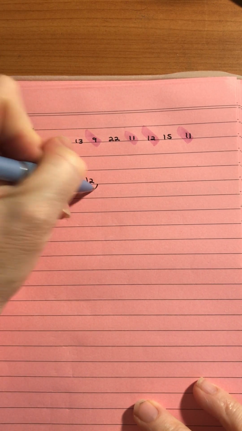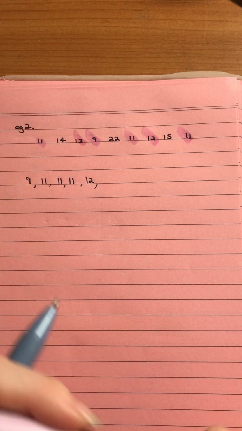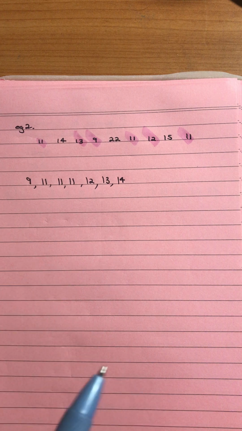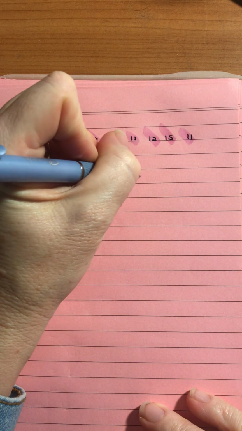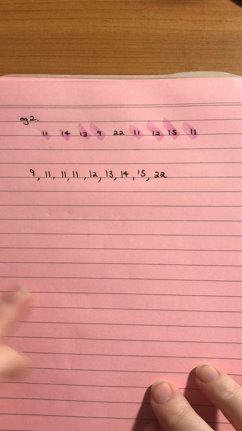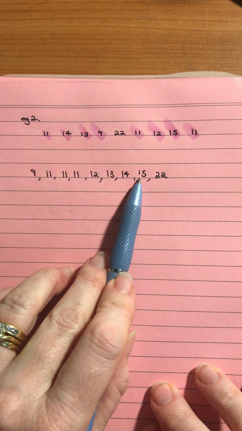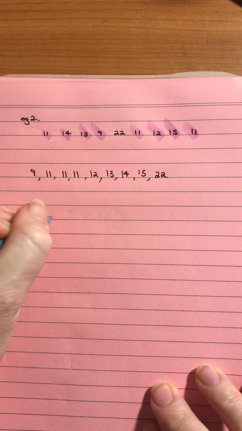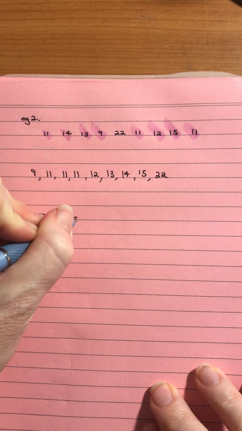Then I have a 12. Then I've got a 13. Then I've got a 14 and a 15, and then a 22. So right from the go, I can see I've got 9, 11, 12, 13, 14, 15, and then I jump up to 22. So I might say 22 appears to be an outlier.